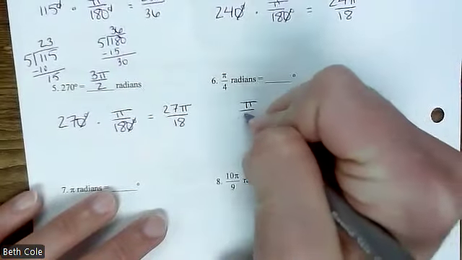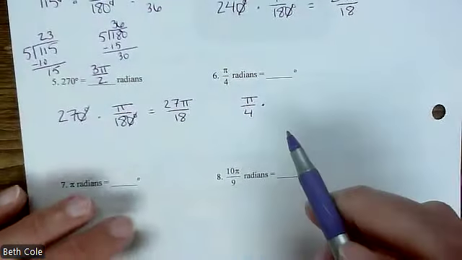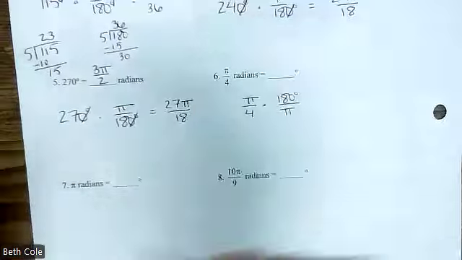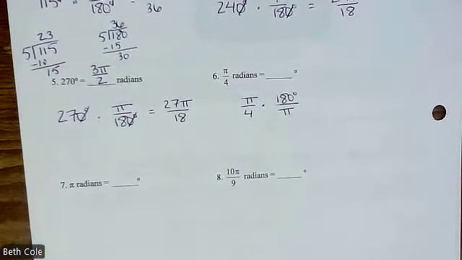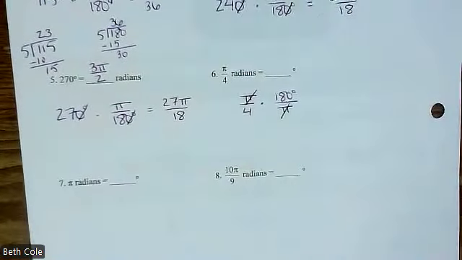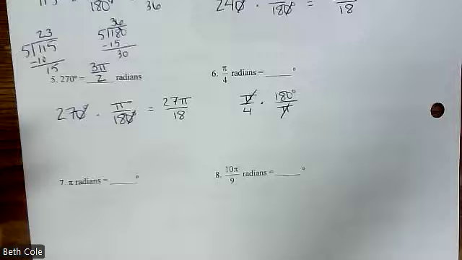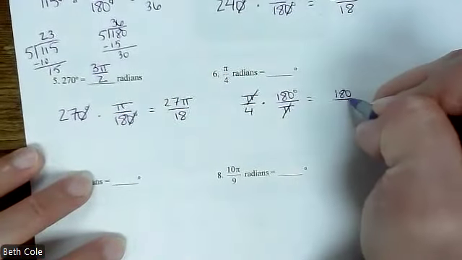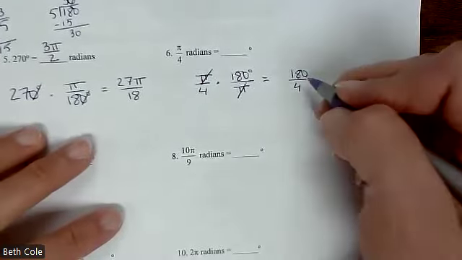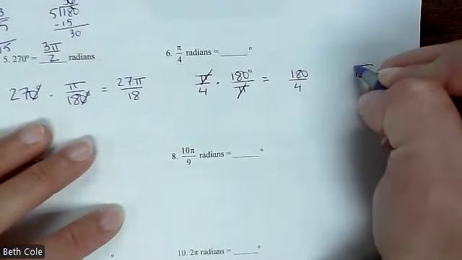So you're going to take your pi over 4, and instead of multiplying by pi over 180, you're going to multiply 180 over pi. And again, you almost cannot mess this up because if you put it the other way around, the pi's are not going to cancel. So now you get 180 over 4. Again, you can do that off to the side. You can try and do that in your head, but somehow you have to do 180 divided by 4.